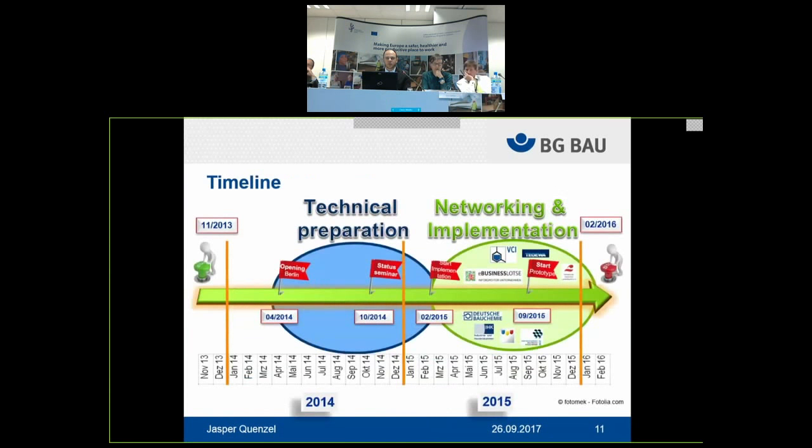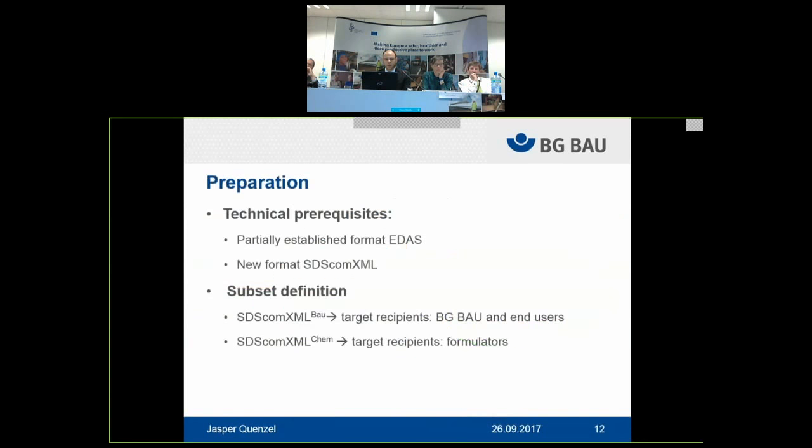This slide is just to show you our timeline, and we had two main phases in the project. The technical preparation of the format, and networking and implementation. Networking also, of course, means promotion. Each of these phases took about a year.